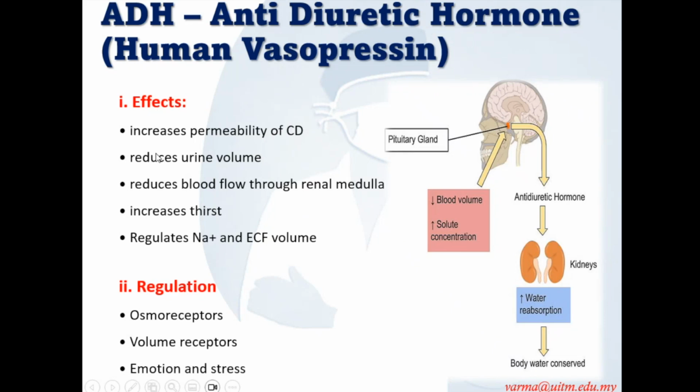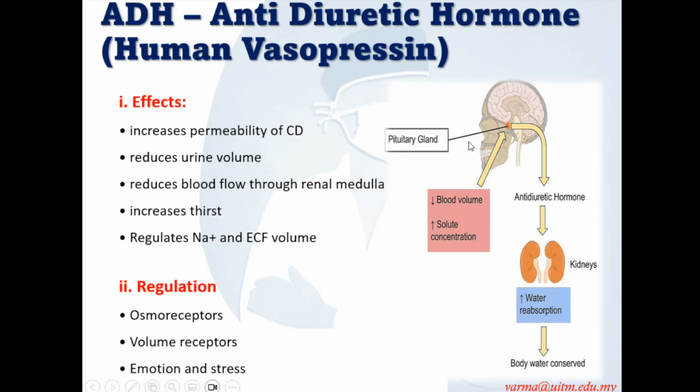What does ADH do? It increases the permeability of the collecting duct to water, so more water gets reabsorbed. Thus it reduces the urine volume and reduces the blood flow through the renal medulla. Less blood flow, less GFR, less urine. It increases thirst, increases water intake, and regulates sodium and ECF volume. Basically, it increases the sodium and water in your body. As water is retained, more sodium will get retained as well. Regulation is via osmoreceptors, volume receptors, emotion and stress.